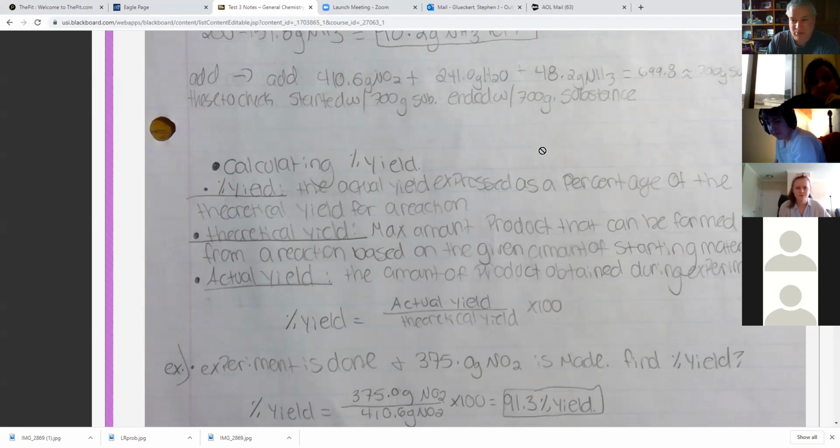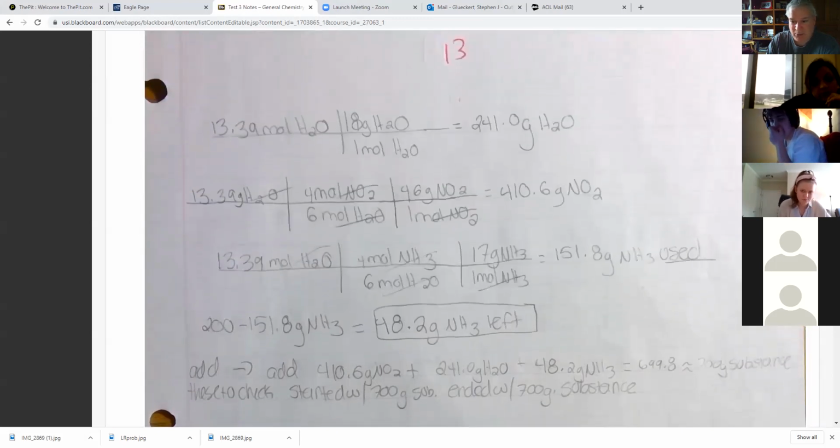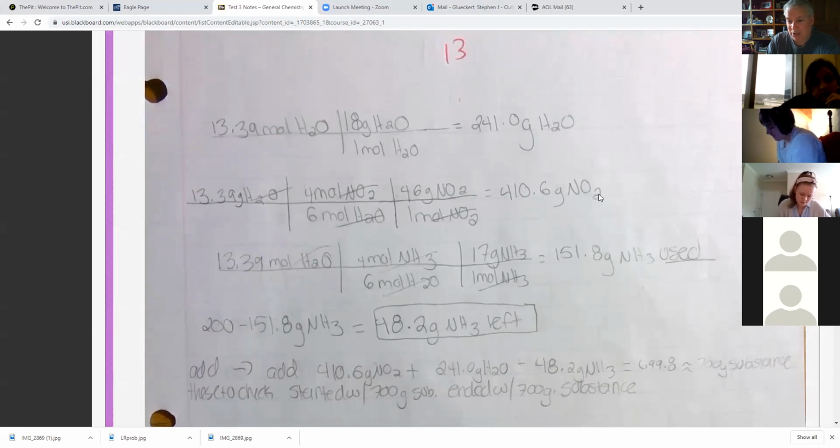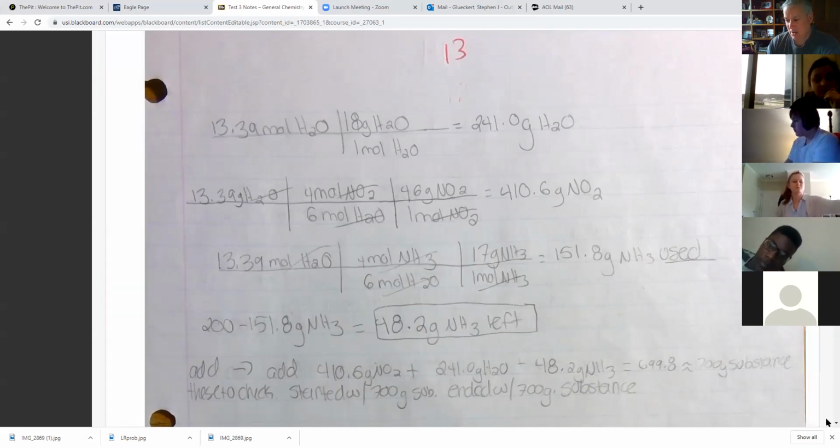Going back to our previous problem, sorry about switching back, from the problem we did yesterday, we calculated we should have gotten 410.6 grams of NO2 based on our amounts of starting materials. So that would be the theoretical yield of NO2, just like the 241.0 grams of water would be the theoretical yield of water. Those are theoretical yields. To get the actual yields, you would have to isolate those things chemically and then take them over the scale and weigh them.